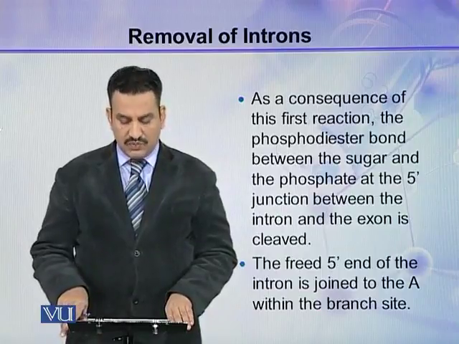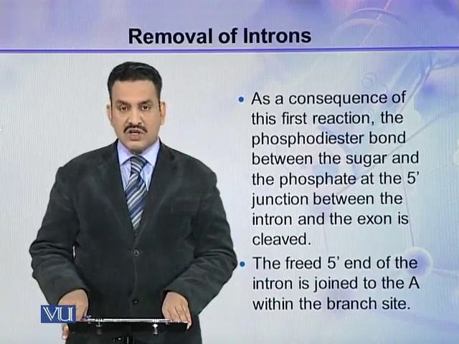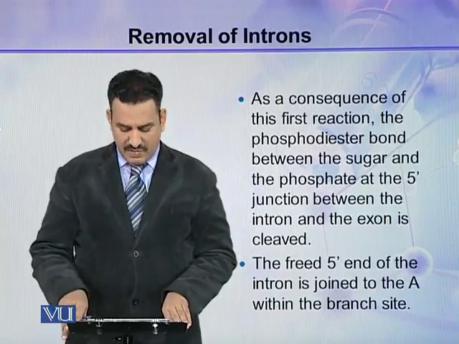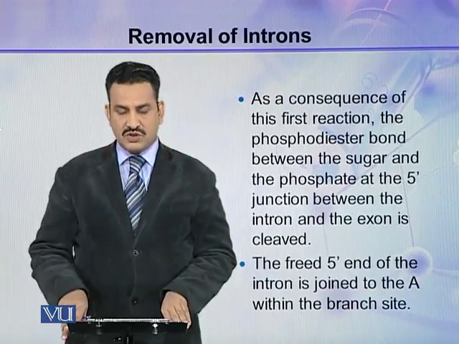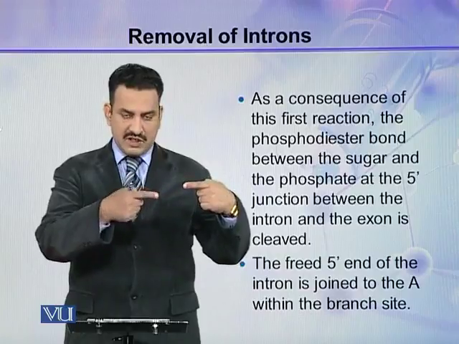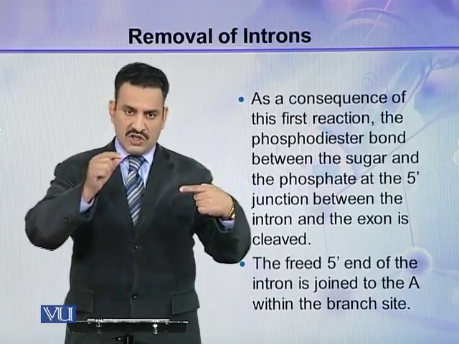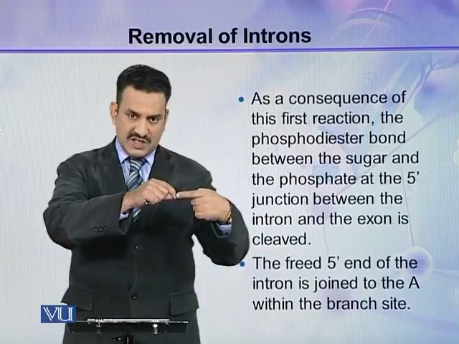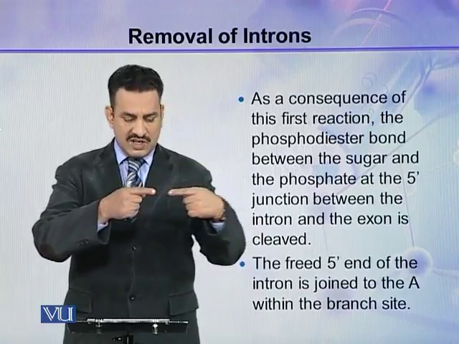As a consequence of this first reaction, the phosphodiester bond between the sugar and the phosphate at the 5' junction between the intron and exon is cleaved. The freed 5' end of the intron is joined to the A within the branch site. So at the 5' splice site, the intron and exon are joined, but when the 2' OH attacks this phosphodiester linkage, this phosphodiester linkage is broken and these exons and introns get separated.